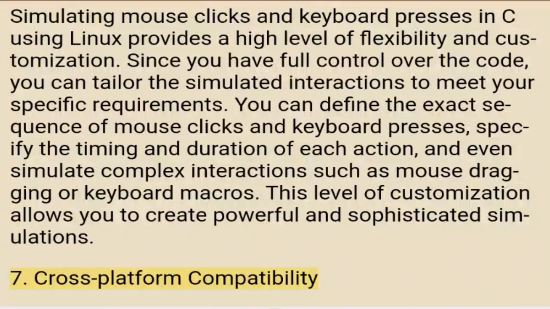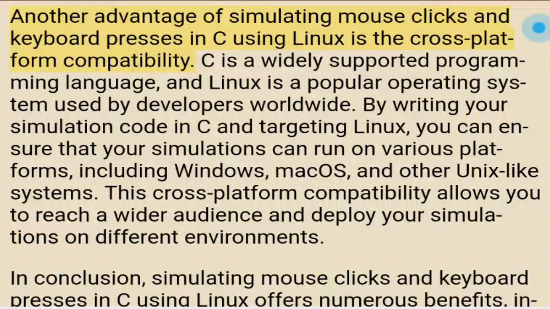7. Cross-platform compatibility. Another advantage of simulating mouse clicks and keyboard presses in C using Linux is the cross-platform compatibility. C is a widely supported programming language, and Linux is a popular operating system used by developers worldwide. By writing your simulation code in C and targeting Linux, you can ensure that your simulations can run on various platforms, including Windows, Mac OS, and other Unix-like systems. This cross-platform compatibility allows you to reach a wider audience and deploy your simulations on different environments.